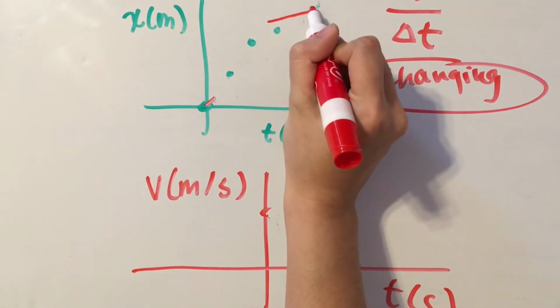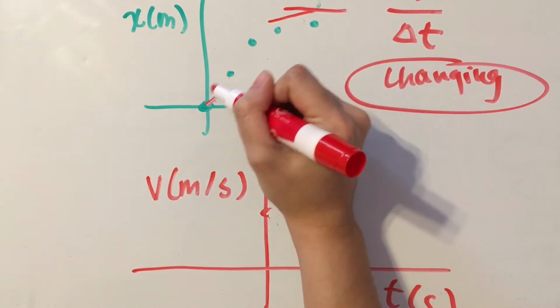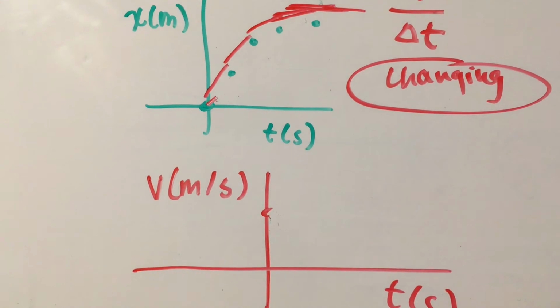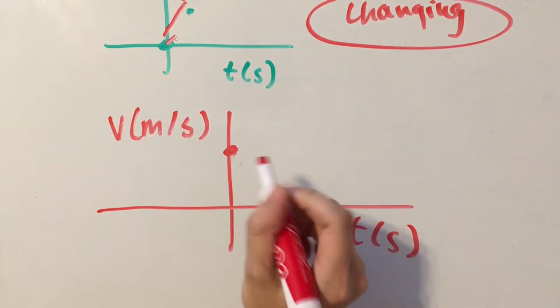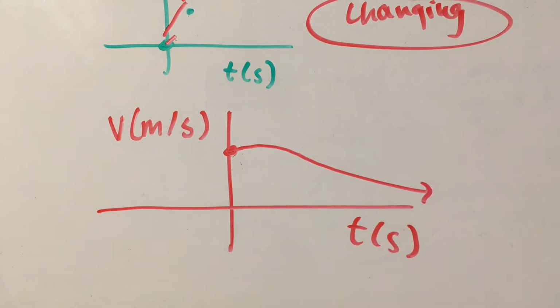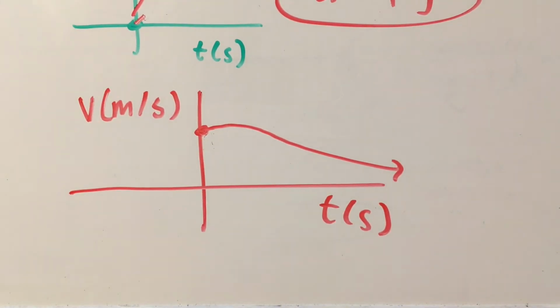So here it's getting very close to zero. So positive, positive, positive, getting closer to zero. So if we're going to model that, it would be positive, positive, positive, getting closer to zero. So our velocity versus time graph would look something like that.